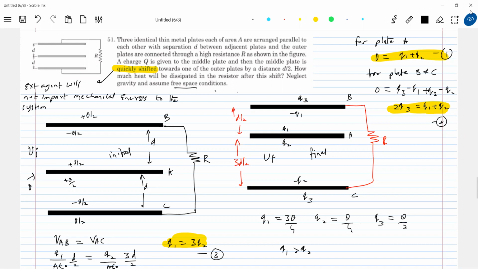So I think, instead of "quickly," you should have said that the middle plate is given a slight push and released. When the separation between plate B and A becomes d/2, find the heat generated in the process. I think we would have gone straight into the problem, and the work done by the external agent we need not bother about. But he has put that sentence in this particular way.